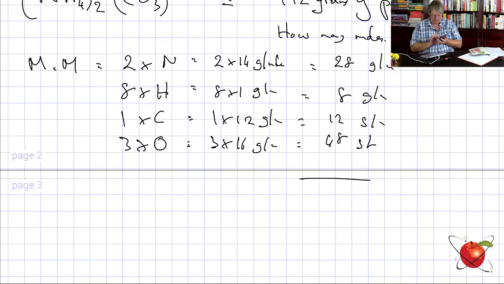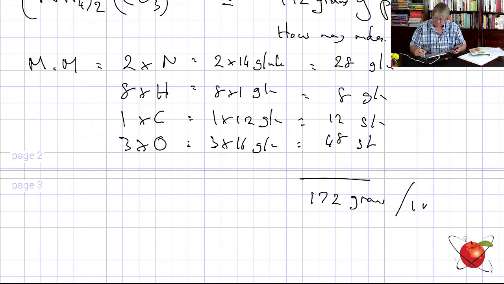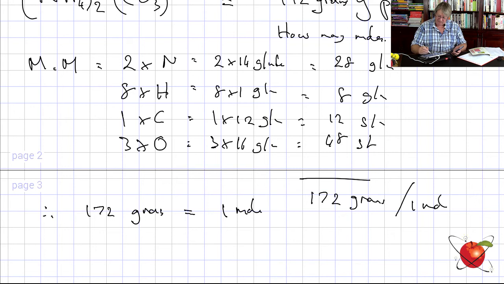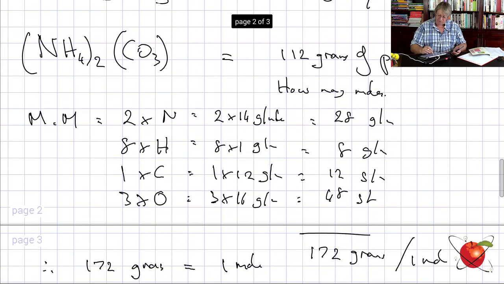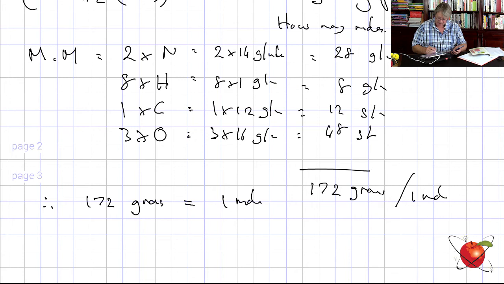We have got here 28 plus 8 plus 12 plus 48 equals 172 grams per 1 mole. Therefore, 172 grams is equal to 1 mole. What have they said to us? Let's relook. We've got 112 grams. So let's fill in what we've got is equal to X moles.